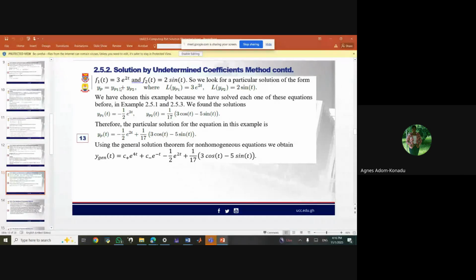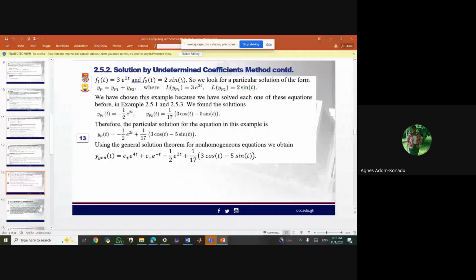It means that I have to find the k for the first one, then I come to the second one, and I solve for my k1 and k2. So that's what I've done. We solved for the first one, with the b part being 3e^(2t), and when we solved, we had our k to be 1/2. So that is the solution.